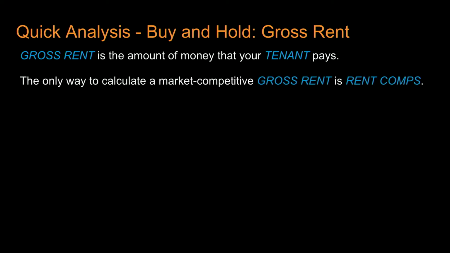Now, the only way to calculate a market competitive gross rent is by using rent comps. Rent comps is short for rent comparables. These are comparable properties to the subject property you're looking at. So a similar build style, you want to compare Ramblers to Ramblers. You want to compare condos to condos. You want similar bedrooms and bathrooms.